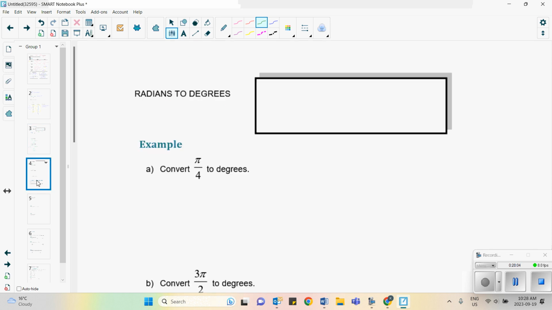Okay, so if we want to go the other way, if we have radians and we want our answer in degrees, we're going to do the reciprocal.